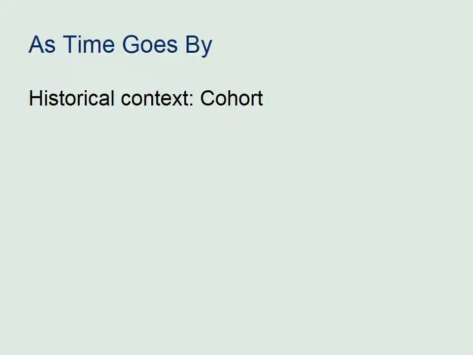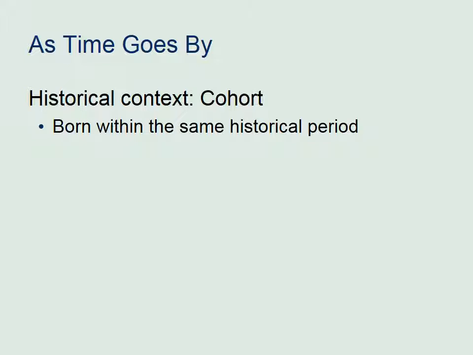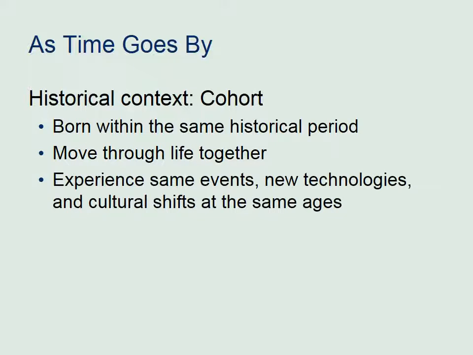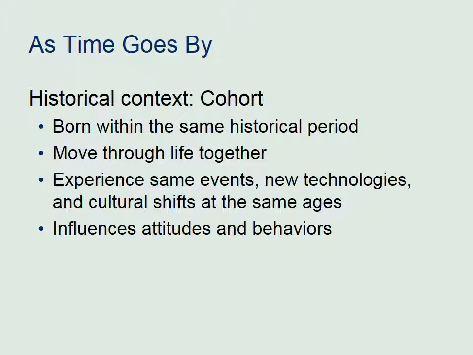We can also look at people as part of the same cohort. And well, what is a cohort? A cohort is a group of people that are treated as a group. They tend to be born within the same historical period. They tend to move through life together. They experience the same events, new technologies, cultural shifts at the same ages, and they tend to have similar influences, attitudes, and behaviors.